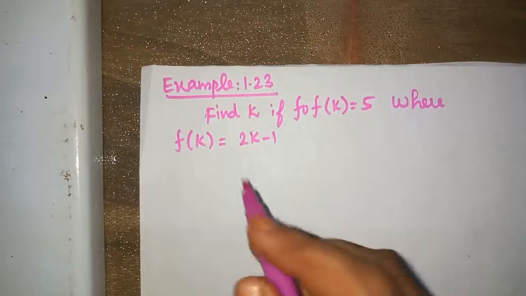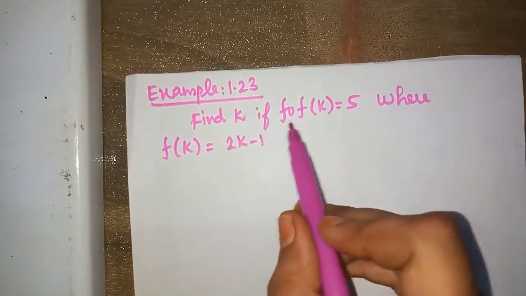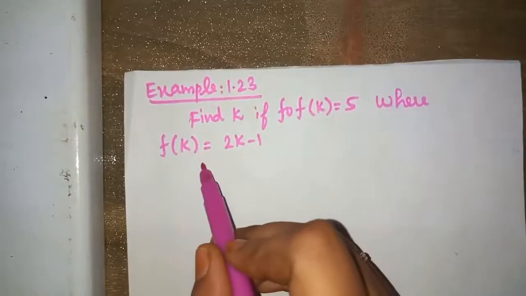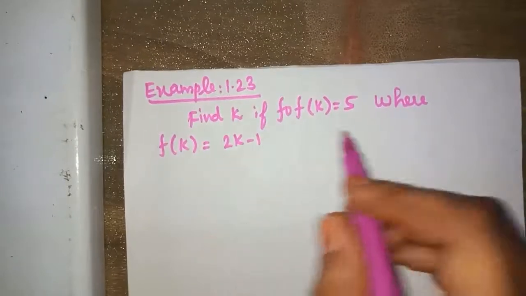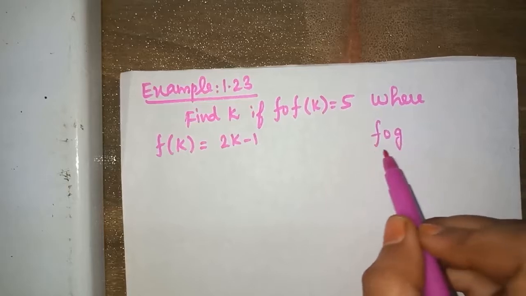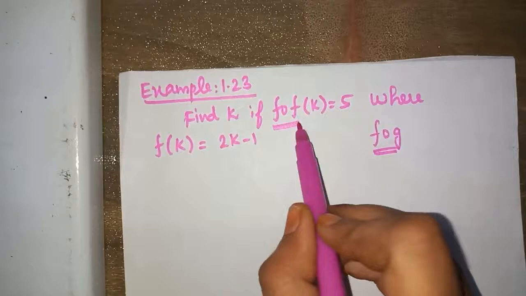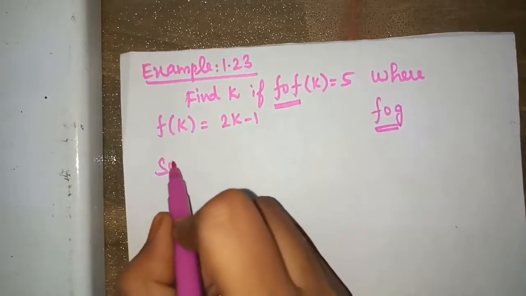Next we are going to see example 1.23. The question is find k if f composite f of k is equal to 5, where f of k is equal to 2k minus 1. Before, in the problems we were seeing f composite g, taking composition between two functions. But in this question we are taking composition of a single function. Now let us see the solution.